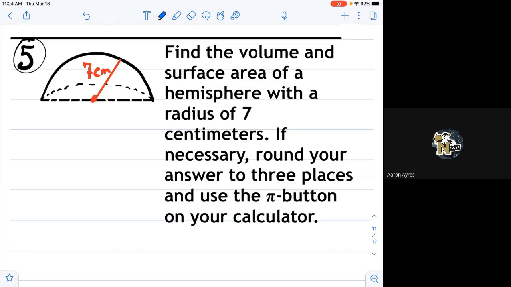Yeah, this year there won't be one of those on the test. Maybe next year we'll put one on. But this year, that's not going to be an issue. It has been on in the past, but not this year. But I want to show that problem to you just in case. So on this one, the radius is 7, right? So it'd be 1/2 times 4/3 times pi times 7 cubed. That's how you figure out the volume of the hemisphere.